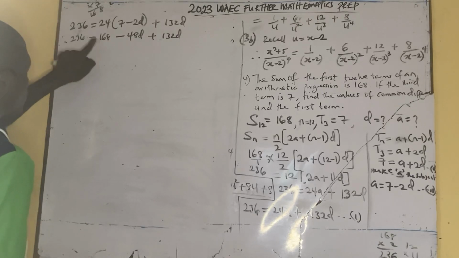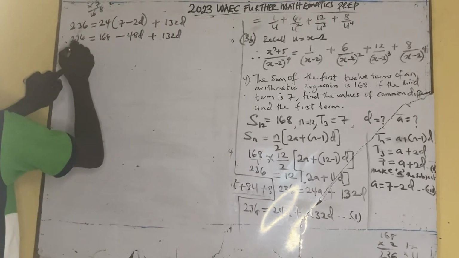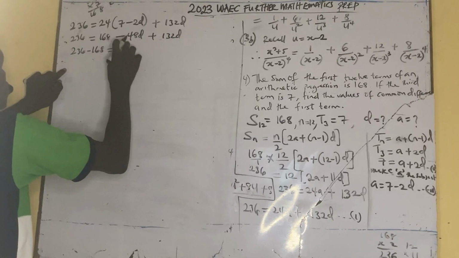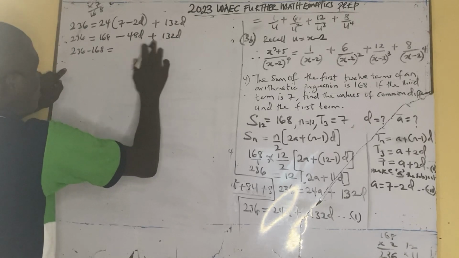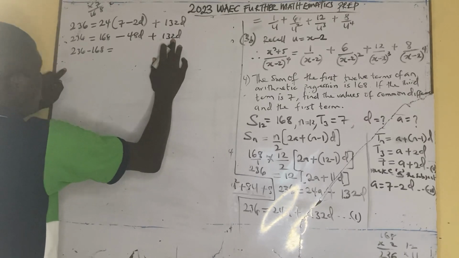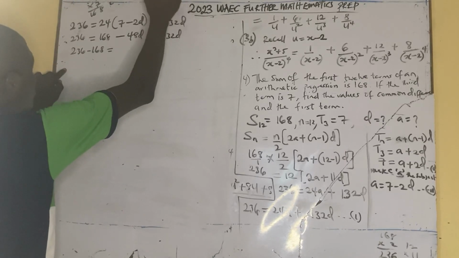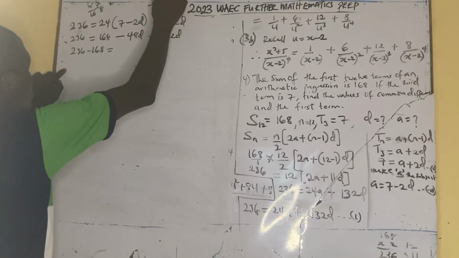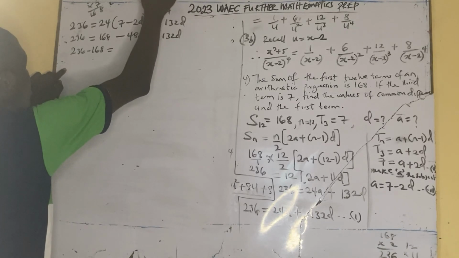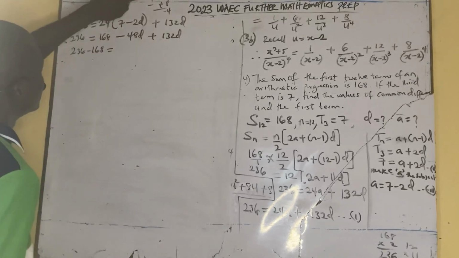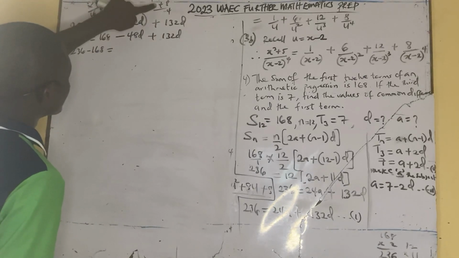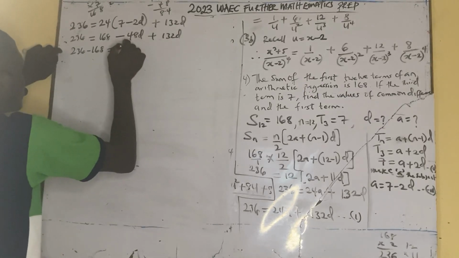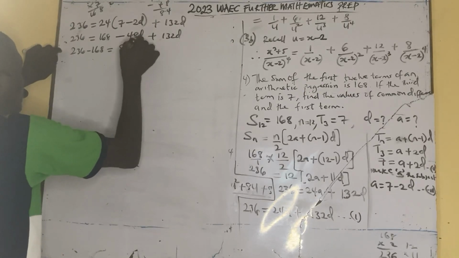So when you take this one to the other side, by rearranging it to 236 minus 168 equal to minus 48d plus 132d. So simply, 132d minus 48d, that would be 84d. So this one is going to give me 84d.